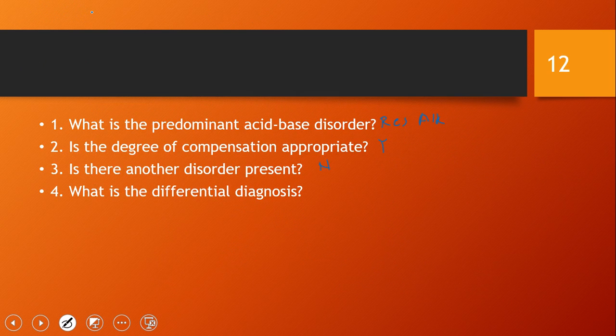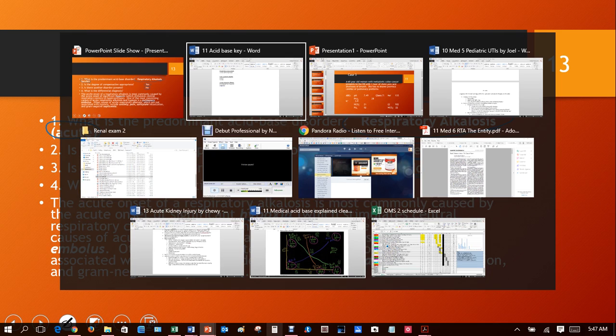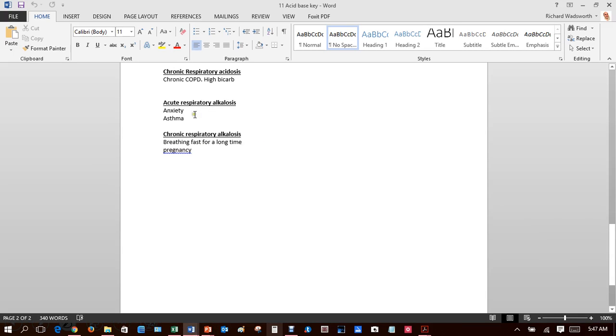Okay, so what's the differential diagnosis? So this was acute. There we go. All right, so appropriate, yes. Is another disorder present? No. Differential diagnosis, hypoxia. Oh, okay, pulmonary embolus. So what I should probably do is add that onto my list of causes of acute respiratory alkalosis.